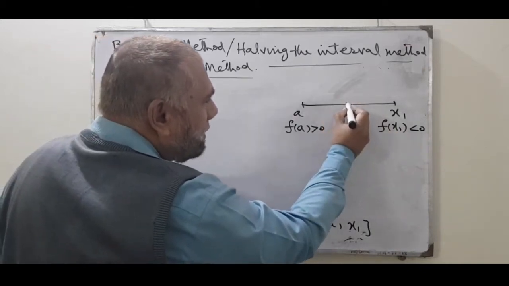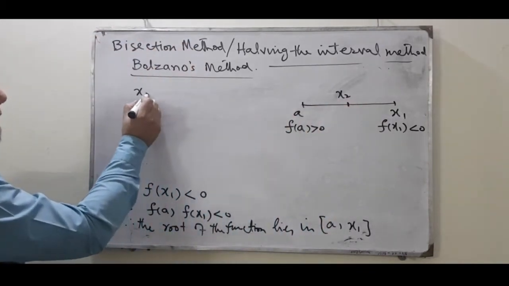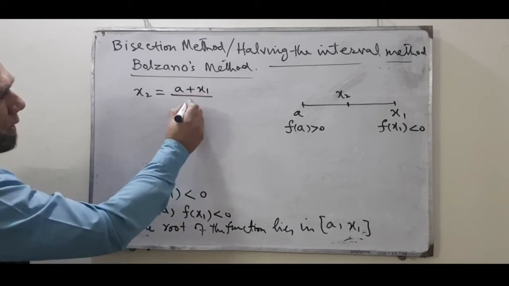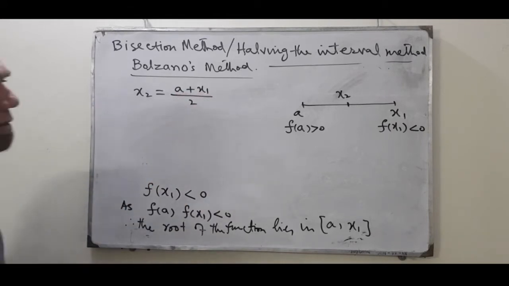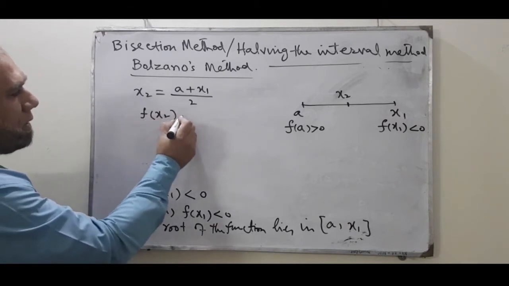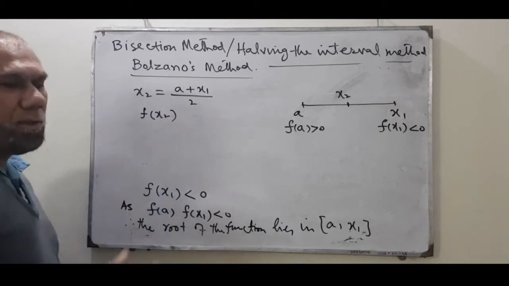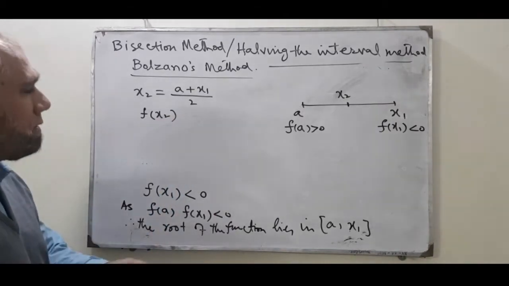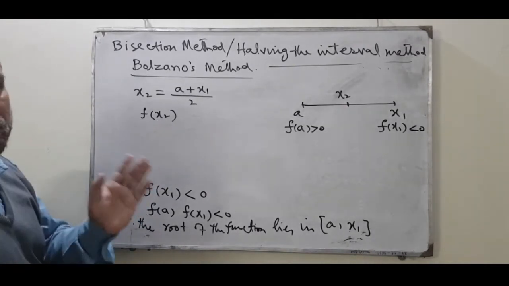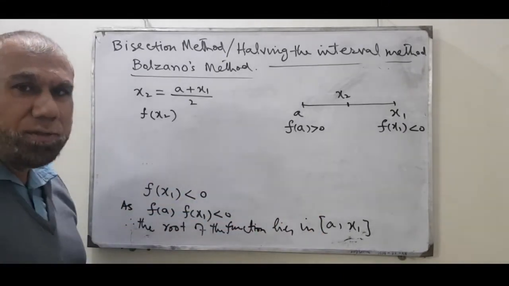And once again we go in search of the midpoint. This time I label this midpoint by x2. And x2 can be calculated by using the same formula, sum of the two endpoints divided by 2. So after finding the new midpoint, you go on to find the function's value at the new midpoint. And once again, there can be 3 possibilities: either the value can be negative, or it can be positive, or it can be equal to 0. For the time being, we ignore the 0 situation.